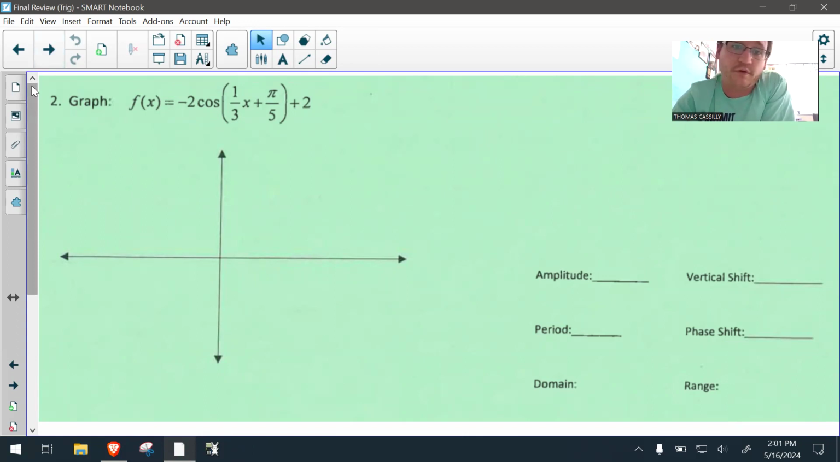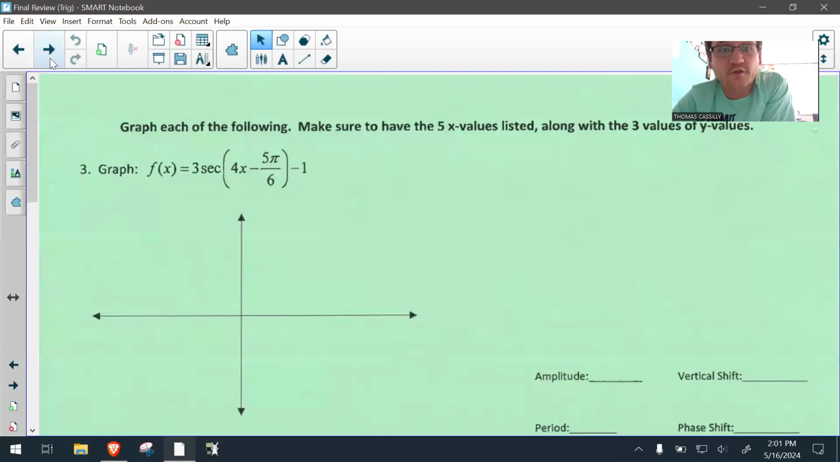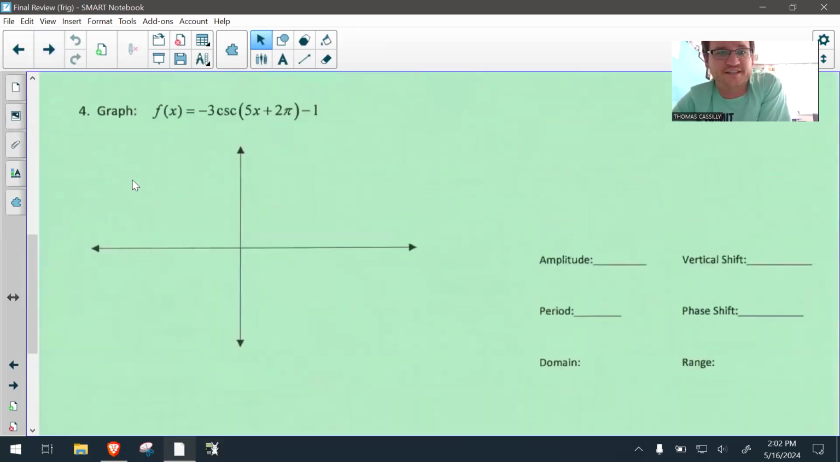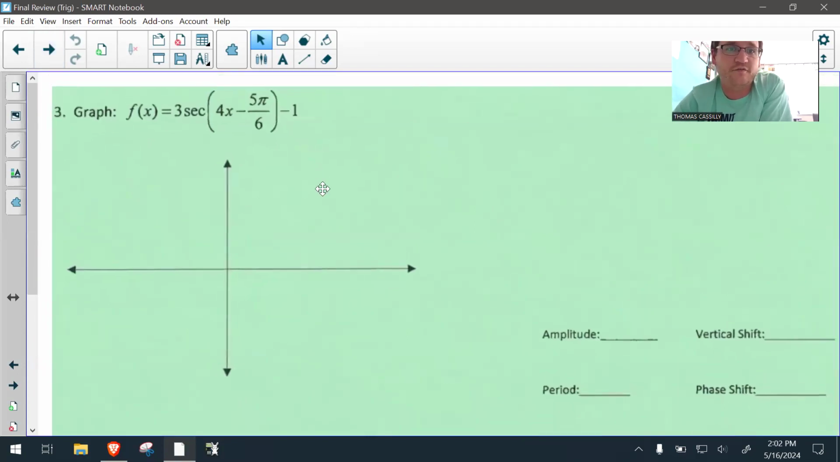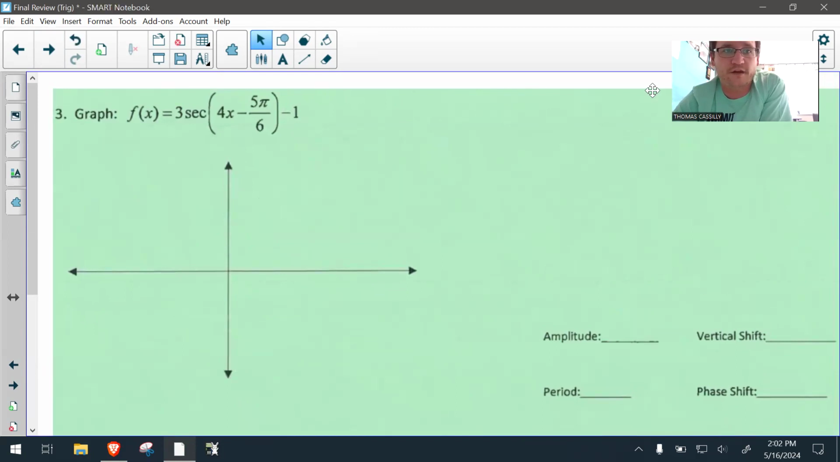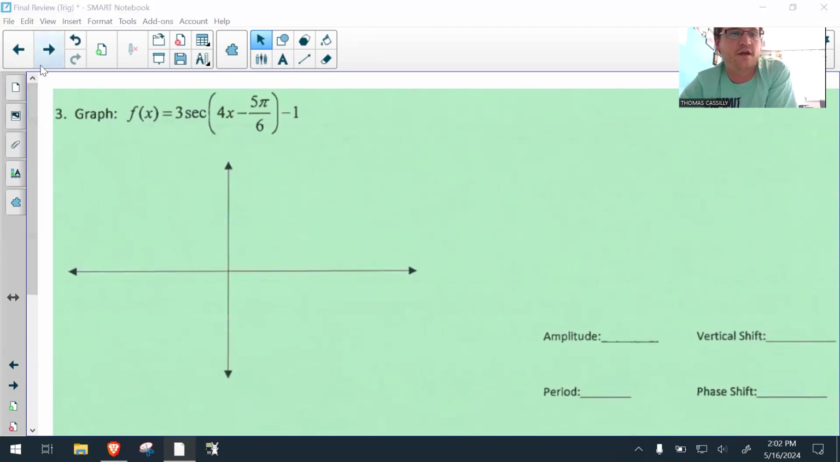I'll do the problem and I'll post the key in its entirety after all of this, but I'm just going to do one of these because it's the same exact process. But I am going to do this one because it's slightly different. All right, notice how it is a secant. It is 3 times the secant of 4x. These are those reciprocal identities that we have here.